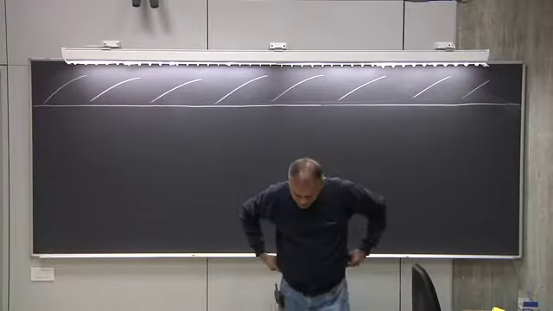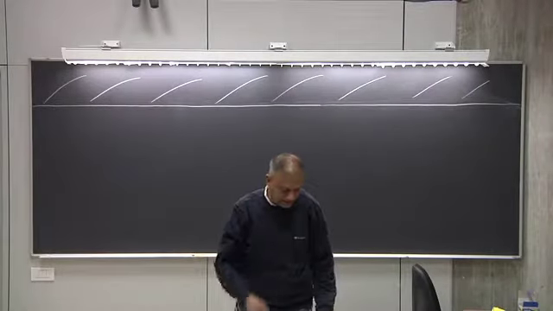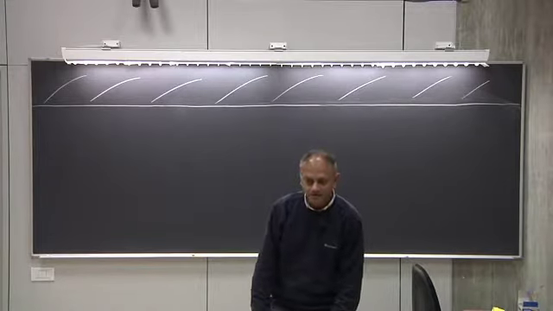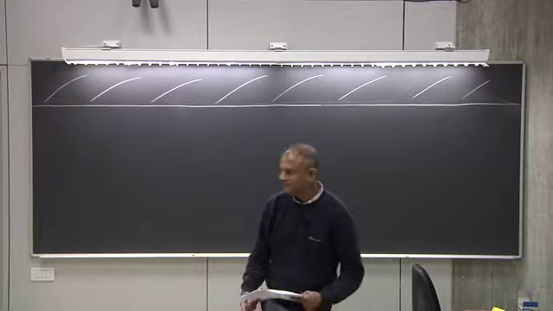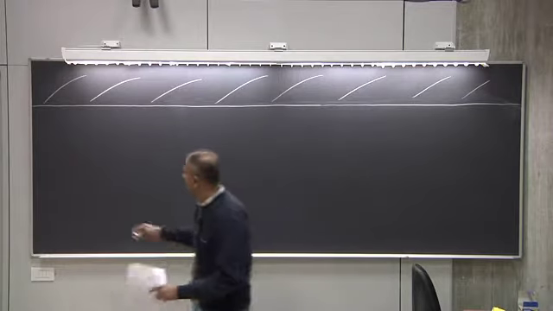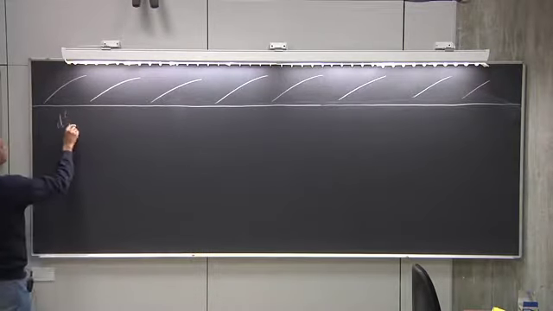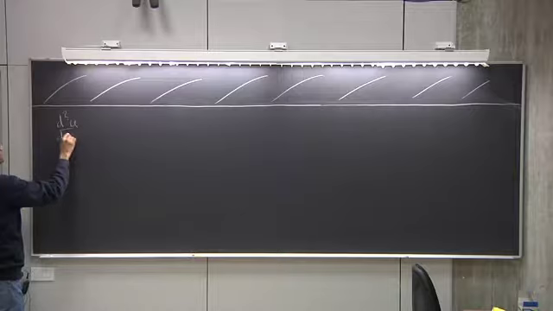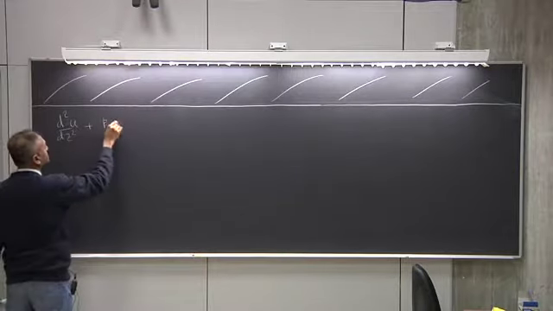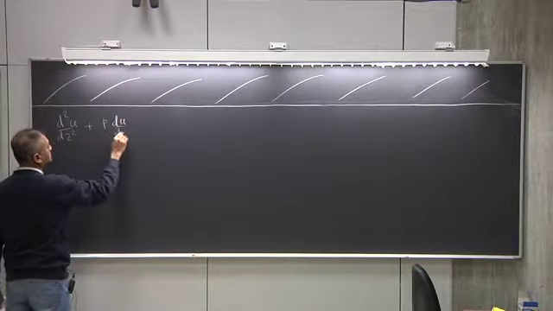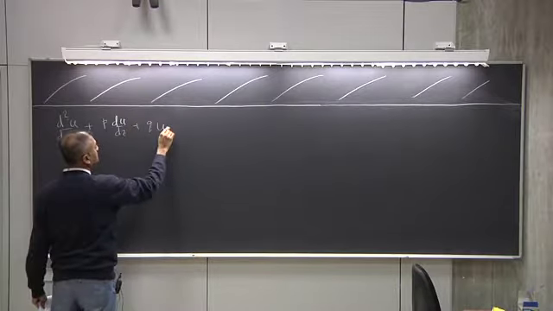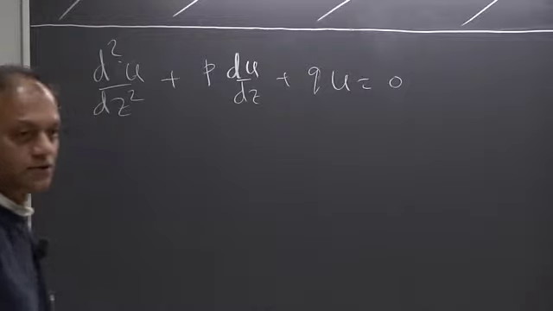All right. So let's see. Last time we discussed the ordinary point. Let me write down the differential equation: d²u/dz² plus p... So that's the differential equation.